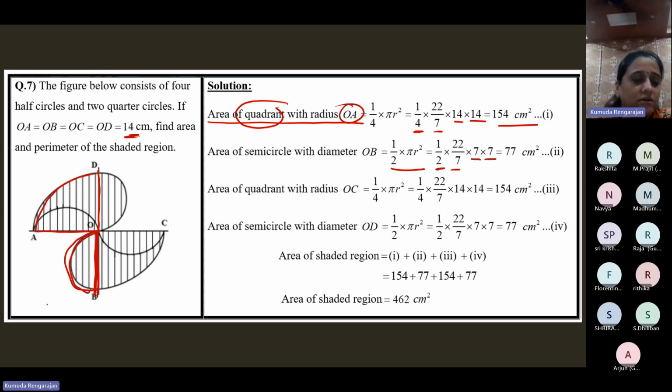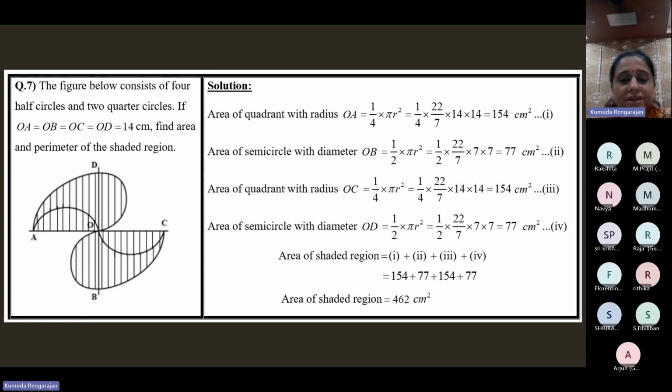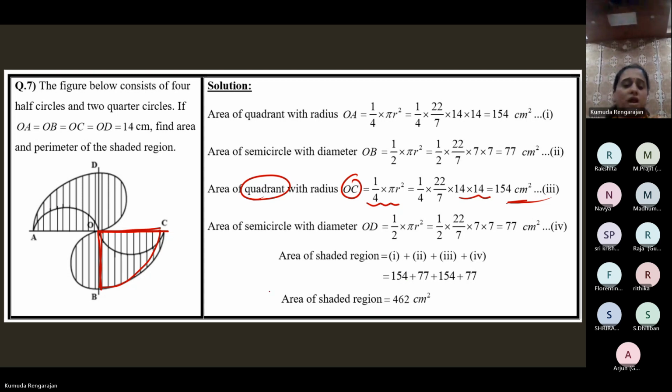Now for the quadrant with radius OC, this one, this is the other quadrant. With radius, you can say OC or you can say OB also. Anything. So I've written OC. So quadrant with radius OC. Quadrant means 1 by 4 pi r square. And r is OC itself, which is 14. And then this semicircle with diameter OD. Semicircle, so half pi r square. And OD is the diameter. So radius will be 14 by 2, 7.